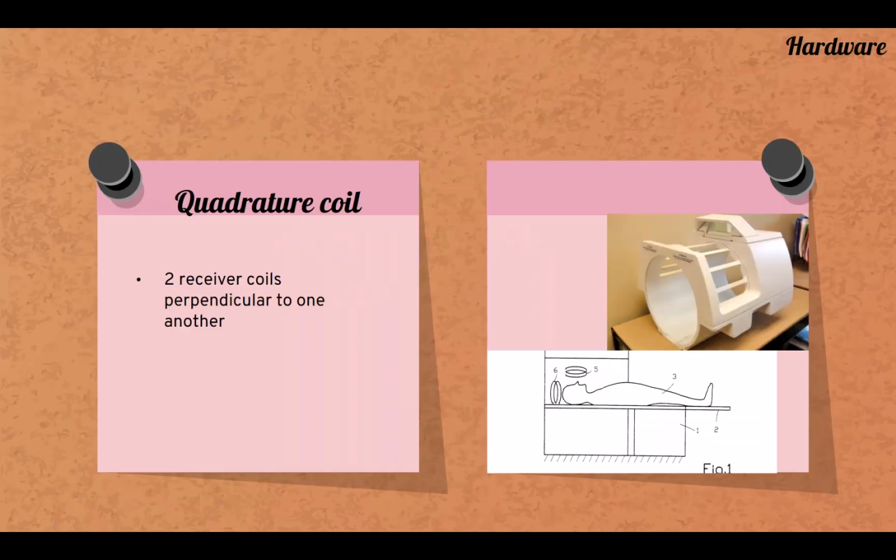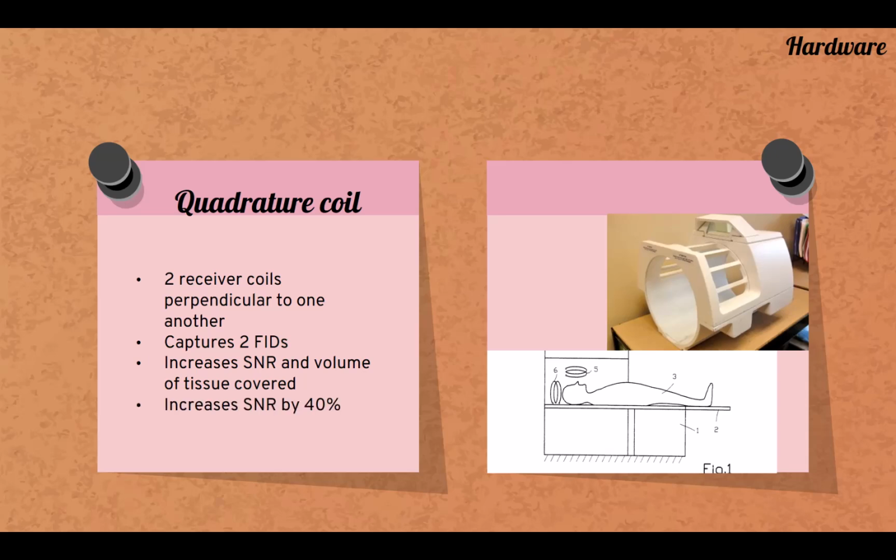With the quadrature coil, you have 2 receiver coils that are perpendicular to one another, as you can see from the image to the right, where you have these 2 coils, 6 and 5, that are 90 degrees to one another. That allows you to capture 2 free induction decays or echoes. This increases the signal to noise ratio and the volume of tissue covered. The signal is going to increase by about 40%, hence the name quadrature.